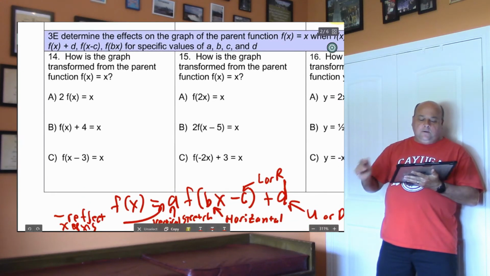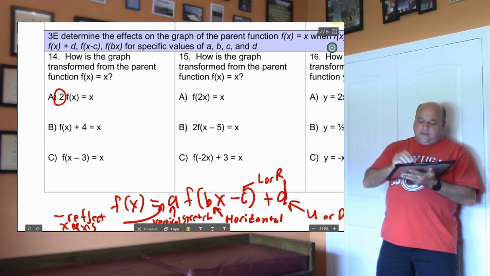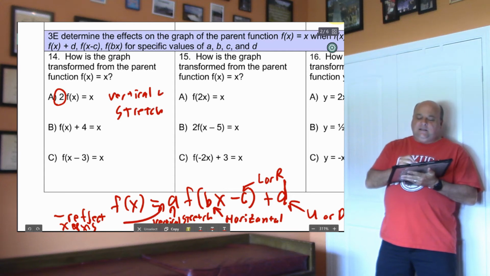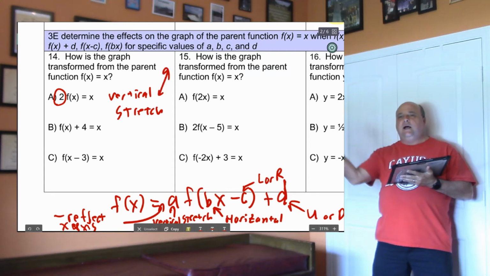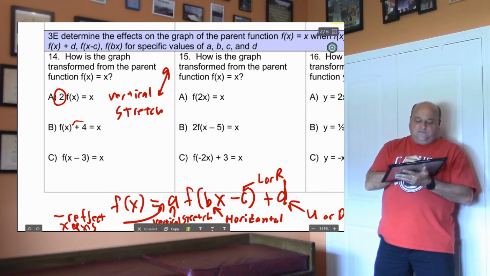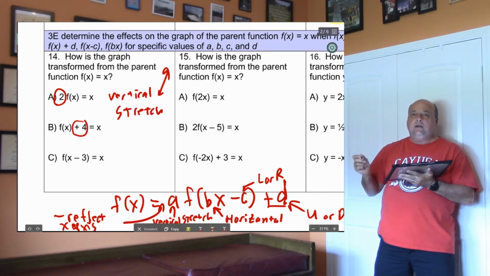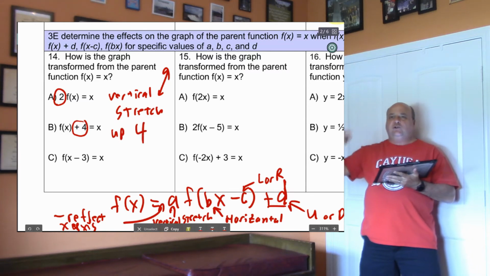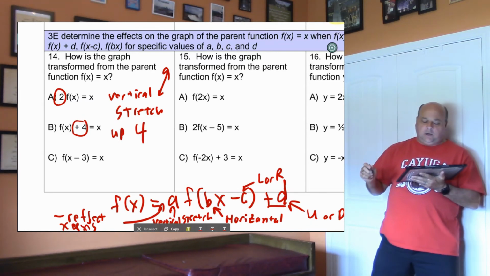So let's go to here. Okay, the 2 is in the A spot in it. So that's going to be a vertical stretch, which means the line is getting steeper, okay? The line's getting steeper, you vertically stretch it. Right here, the 4 is in the D spot in it. So that's going to be move up 4. You would translate up 4. I'm just doing shortcut here.